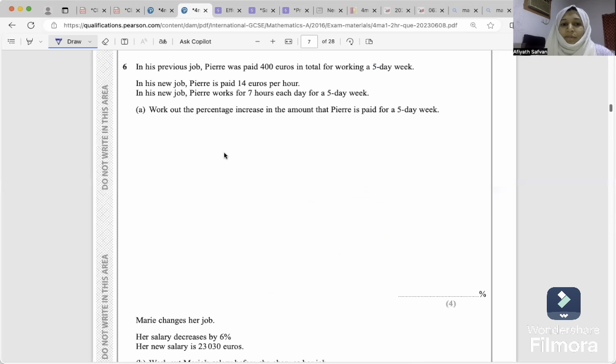Next, question number 6. In his previous job, Pair was paid 400 euros in total for working a 5-day week. In his new job, he is paid 14 euros per hour. In his new job, Pair works for 7 hours each day for a 5-day week. Work out the percentage increase.